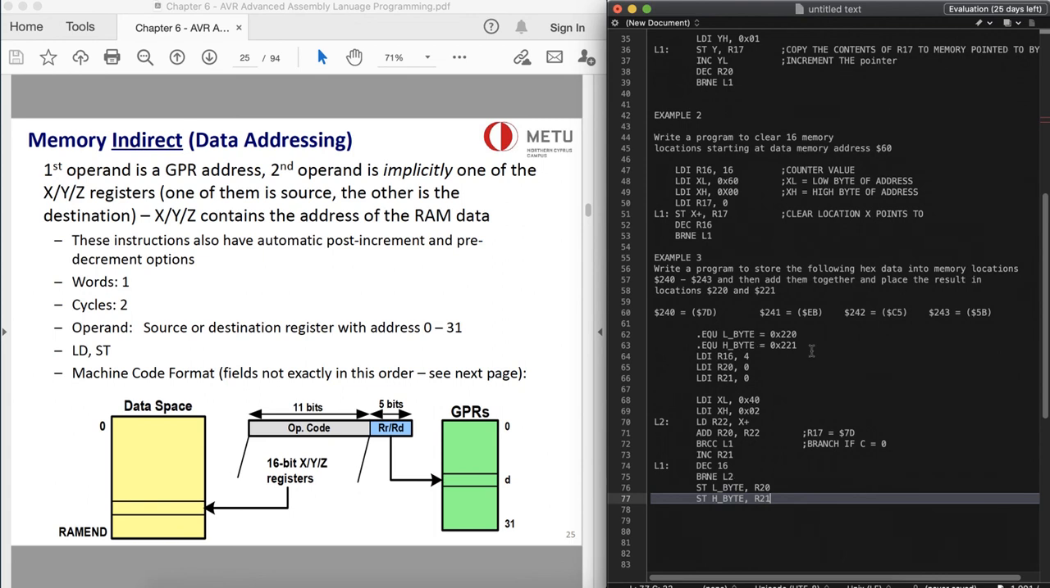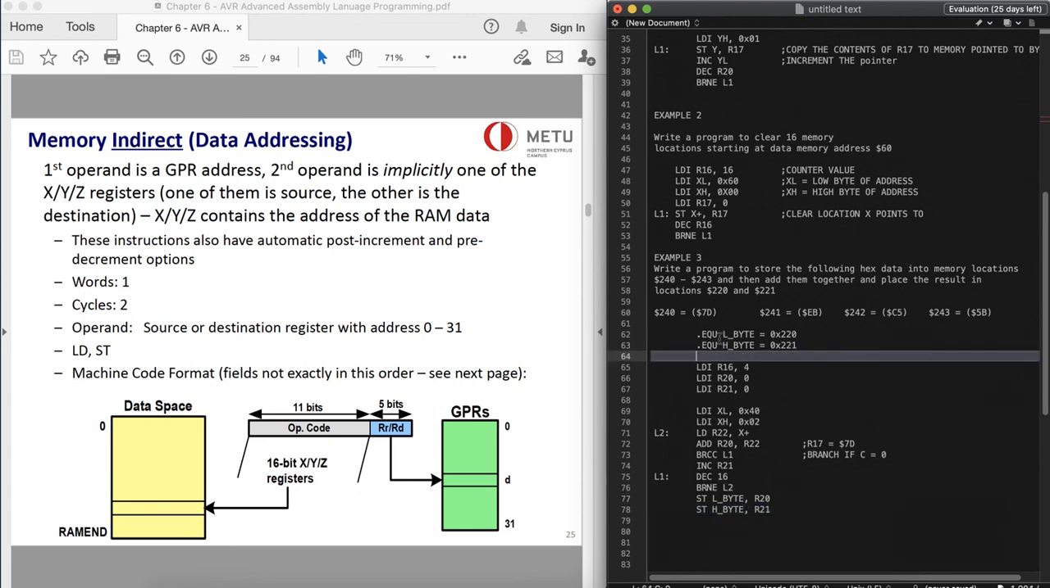So first, once again, we define the low byte and the high byte where we are going to place the result. Okay, so first 8 bits and the second 8 bits, the most significant bits. Then we define the counter for 4 positions, 4 addresses that we are going to receive the data. Then we define the memory location, which is 240. So the 40 is the low byte and 2 is the high byte of it.